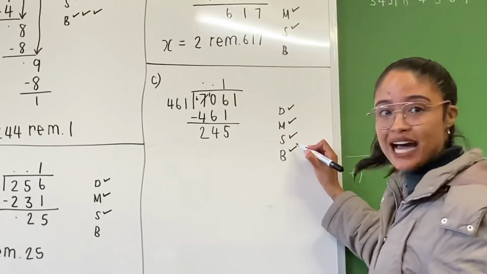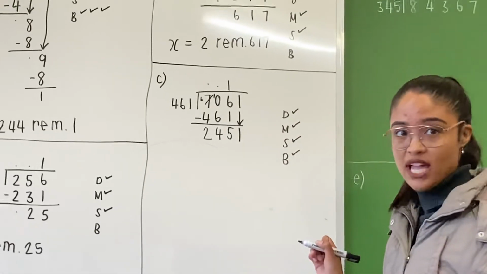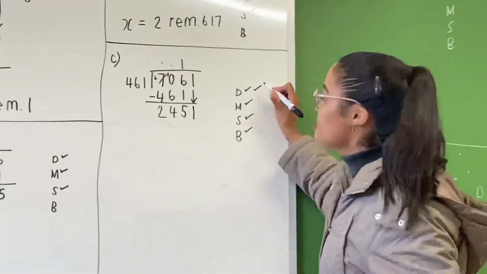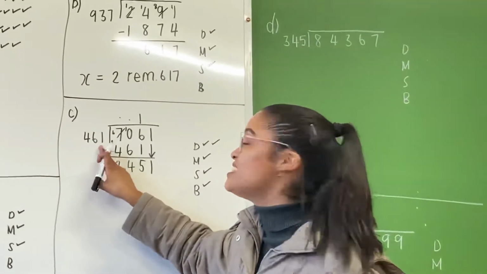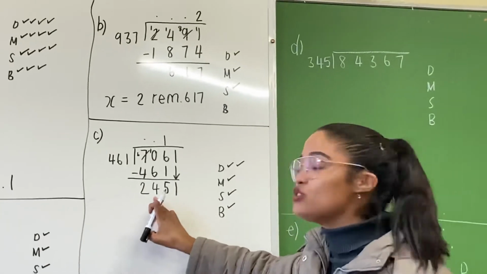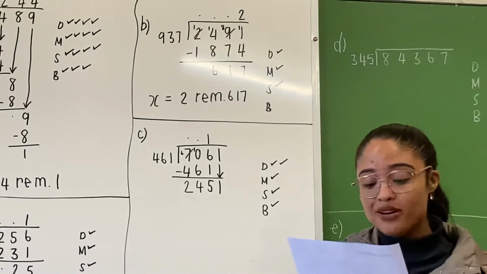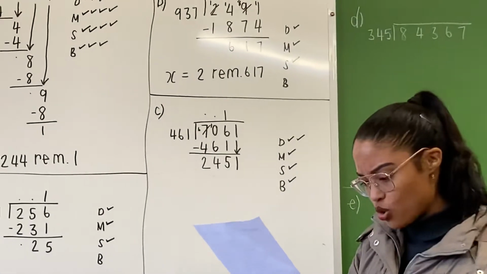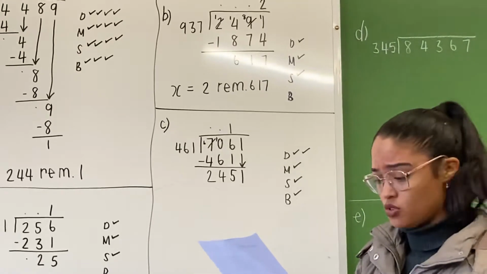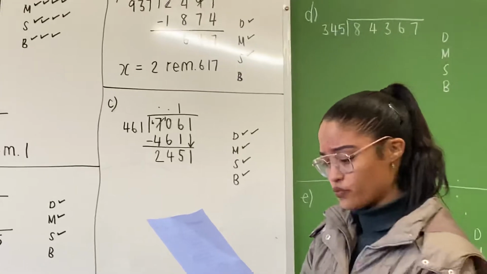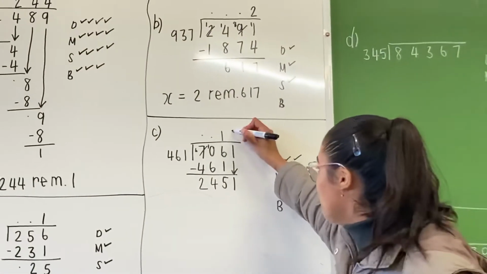Now I bring down. I bring the 1 down to stand next to the other numbers. Then I start at the top again with divide. Now I ask myself, how many times can 461 go into 2,451? You look by your multiples for the number that is the closest. If I look, 2, 3, 4, 5, is that 5 times? Yes. Did you guys get 5 times? Yes. Alright, so 461 goes into this number 5 times.